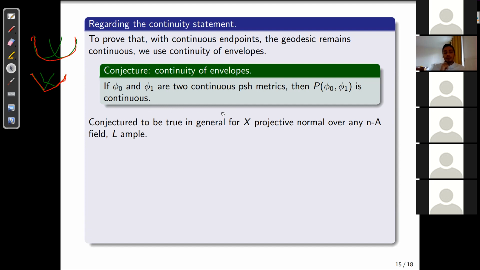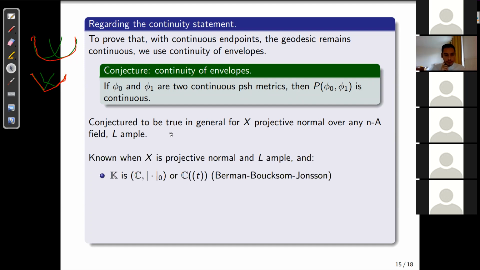But what we expect in general is that we have continuity of envelopes for any variety X that is projective and normal over any non-Archimedean complete field, and with L ample. In fact, you can also ask for something like unibranch, which is a bit more technical condition, a bit more general, but projective normal is already good. And we know this to be true.